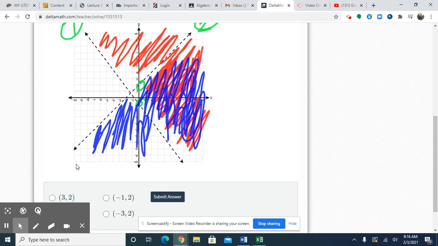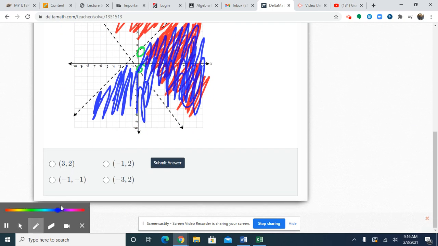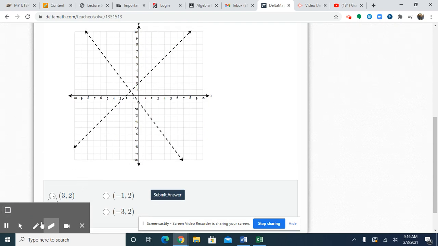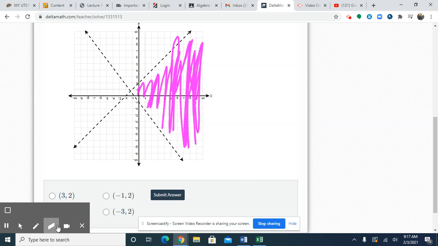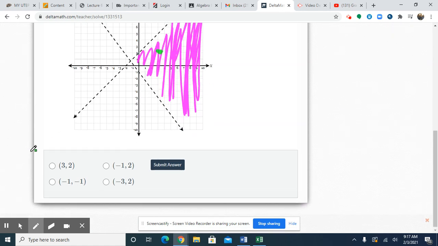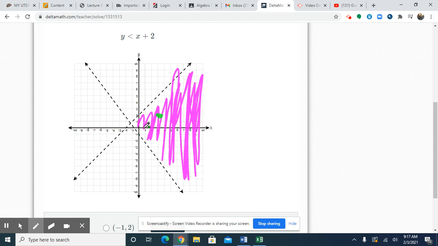So let's look again at our solutions. 3 and 2. I'm just going to go ahead and do this again just so we can see. Again, the shading that matters, the shading that has both solutions, would be in here. So 3 and 2 falls in here, so that's actually the solution that we're looking for. But let's look at the other ones.